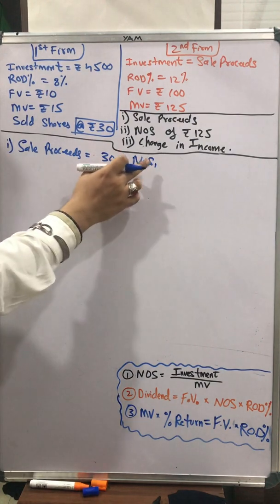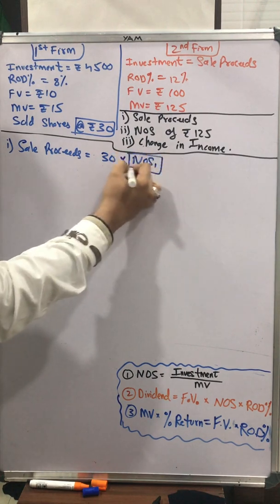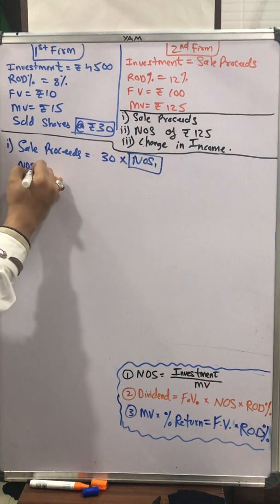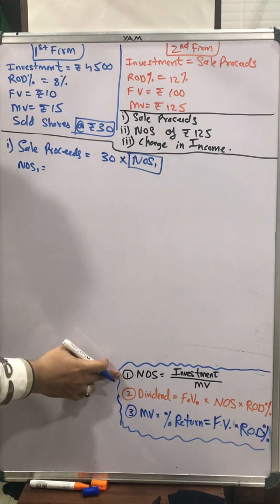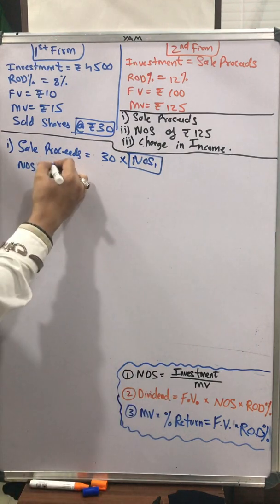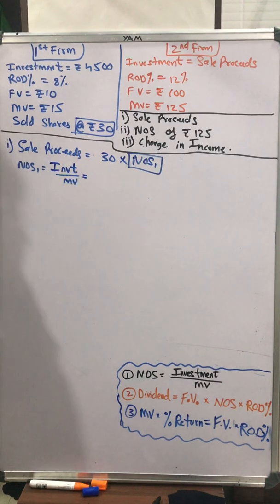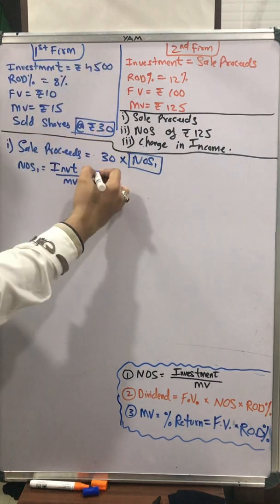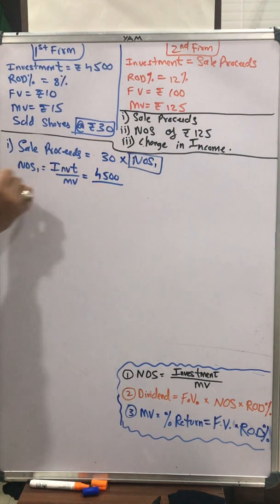So first we need to find the number of shares of the first firm. So let me find out this first. So number of shares for the first firm, in a subscript I'm writing here 1. Which formula? The first formula. Number of shares is the investment upon market value. Formula of number of shares is investment upon market value. Now what is the investment for the first firm? It's clearly written rupees 4,500. So 4,500 upon market value.